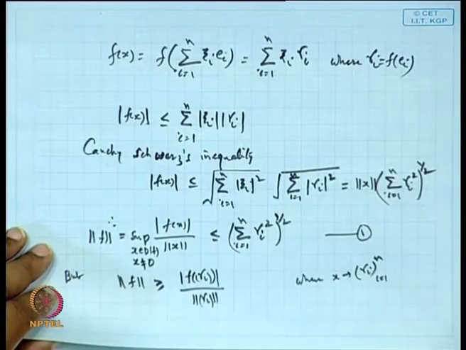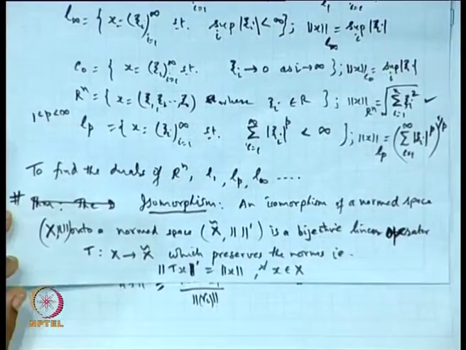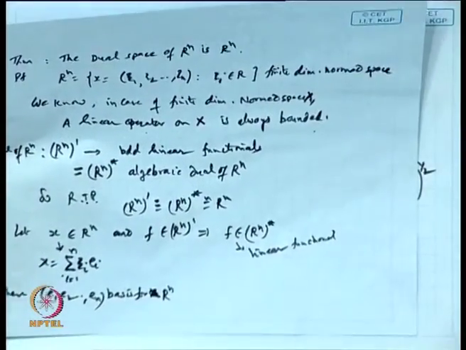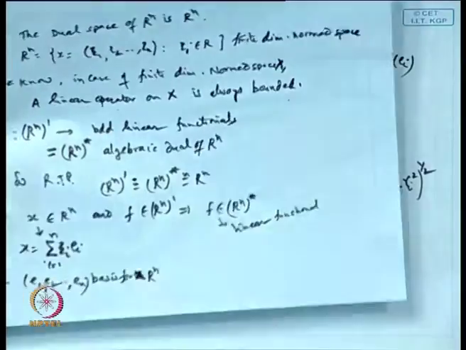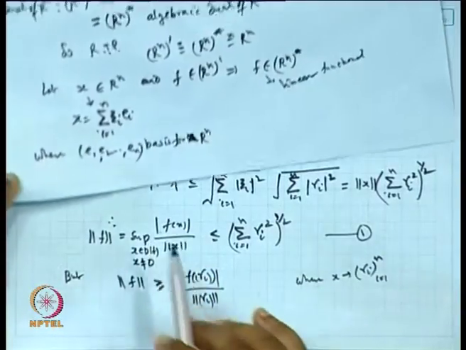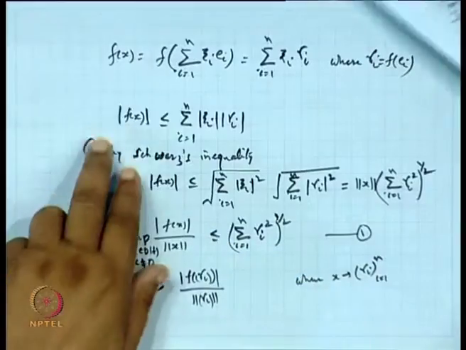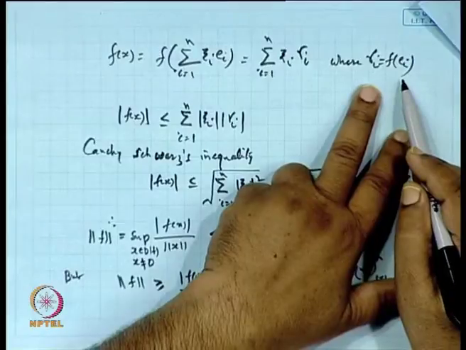Once you start with this R n dual, we have taken a point x in R n, and then when we operate f, you are getting a gamma I.